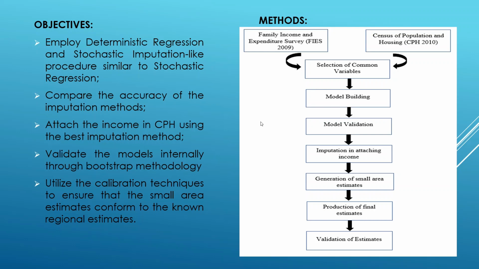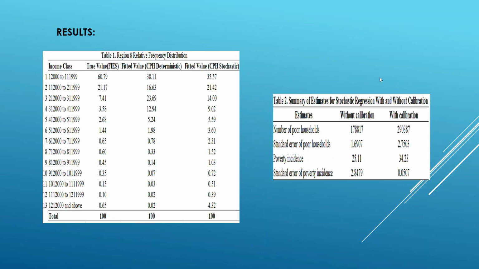After selecting the best model for the income, the estimates were attached to the CPH and poverty incidence was computed. The estimates were calibrated so that the values conform to the regional estimates. And finally, the estimated values were validated using bootstrap methodology. As a result, Table 1 shows the distribution of income using stochastic regression imputation. It's closer than the distribution using deterministic regression imputation.